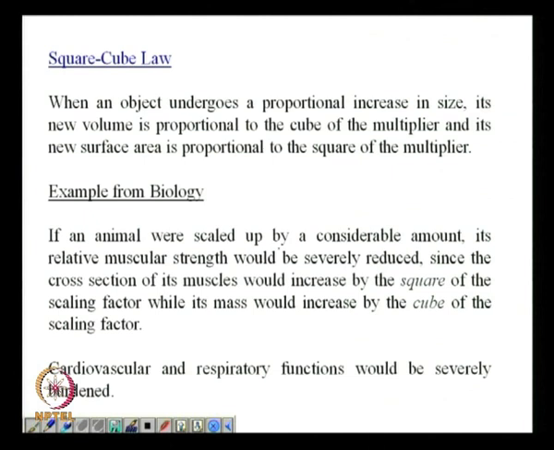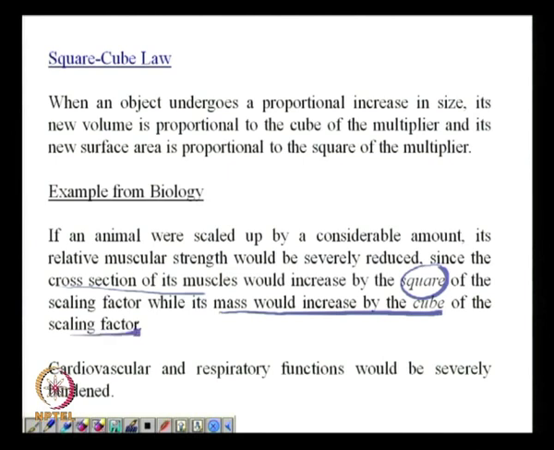So let's think about an interesting example from biology. Suppose you scale up an animal, an ant, by 3 times. Its volume and mass are going to increase considerably, since they are proportional to L cube, whereas the cross section of its muscles is going to increase only by L square. So its weight is going to increase by L cube, whereas the muscle strength will scale with the square. The scaling factor would be the square of that factor, so its mass would increase by the cube of that scaling factor.